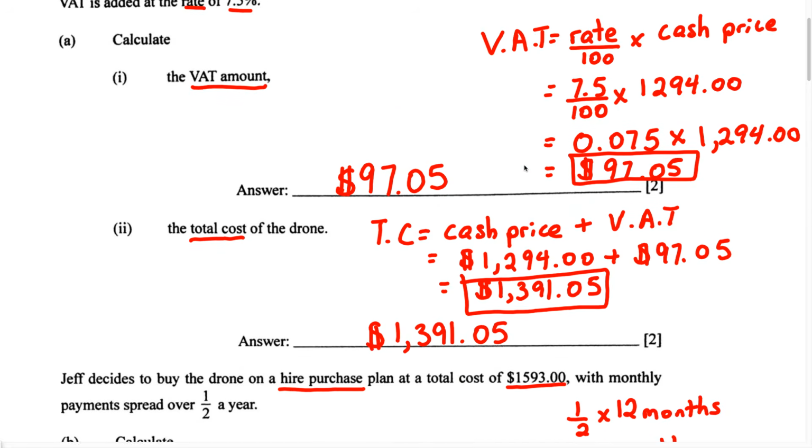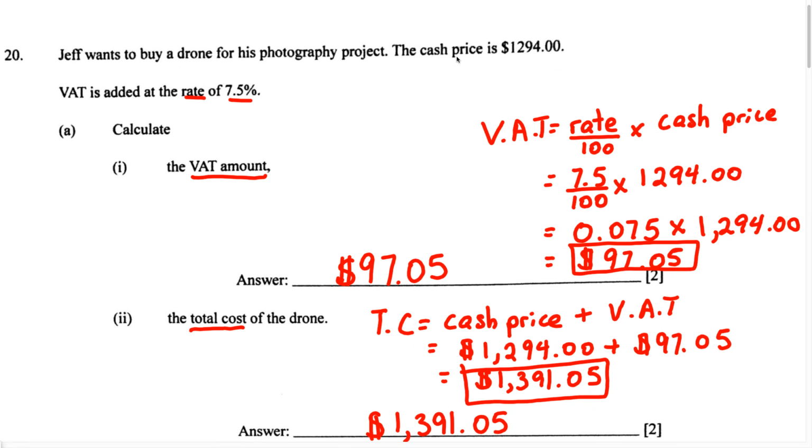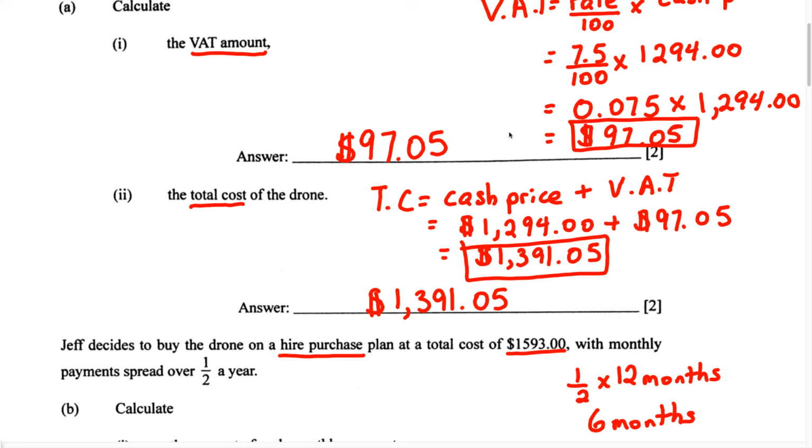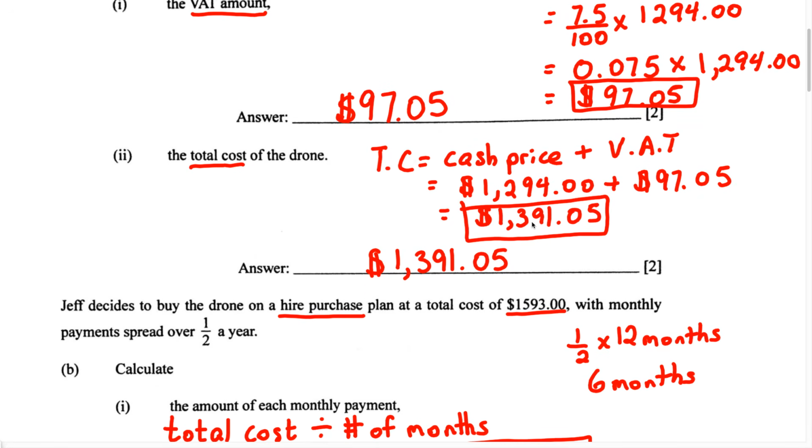And now for the cash price, if he paid cash, we're just going to scroll up to the first part of the question, and we can see the cash price is $1,294. But this isn't the total cost of the drone. But the total cost of the drone with VAT included is going to be $1,391.05. So be very careful when solving a problem like this to make sure that you're subtracting the total cost.